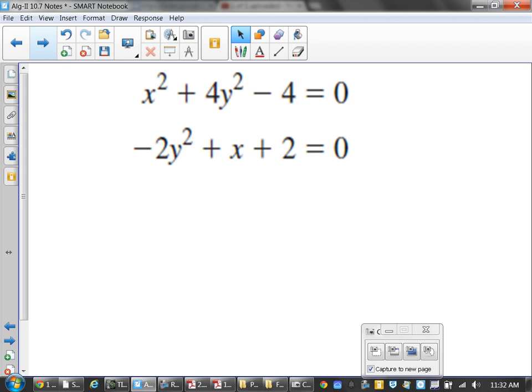Remember, when we're setting these types of things together, there are multiple ways of setting them up. Now I have x squared plus 4y squared minus 4 equals 0, and negative 2y squared plus x plus 2 equals 0.